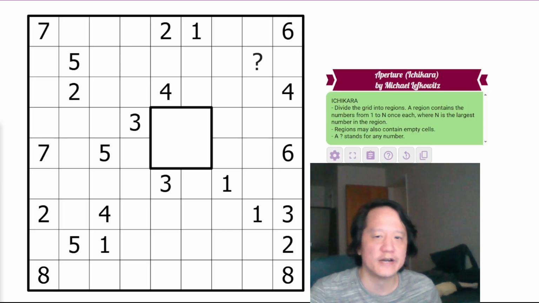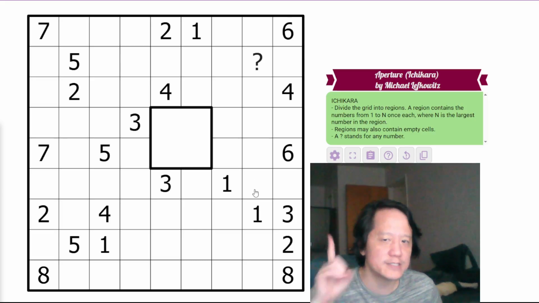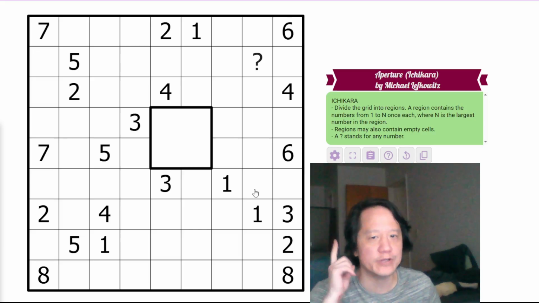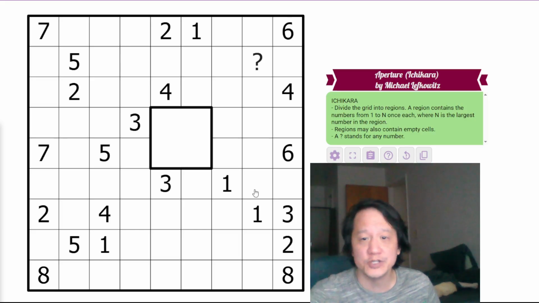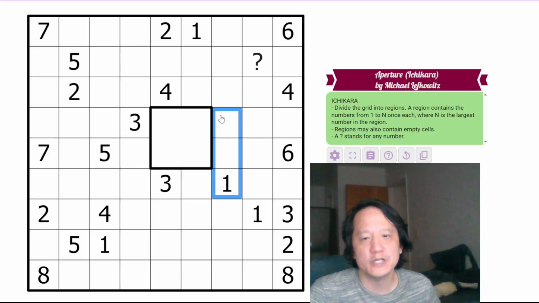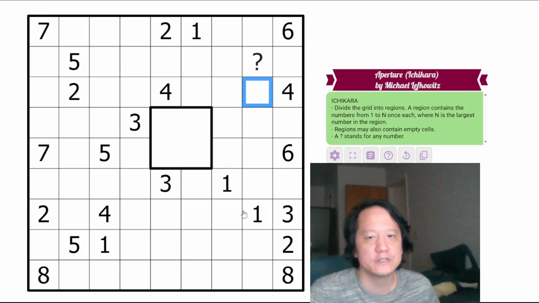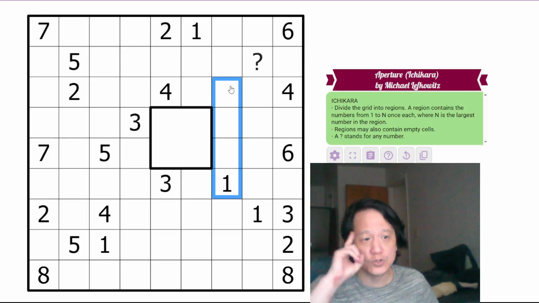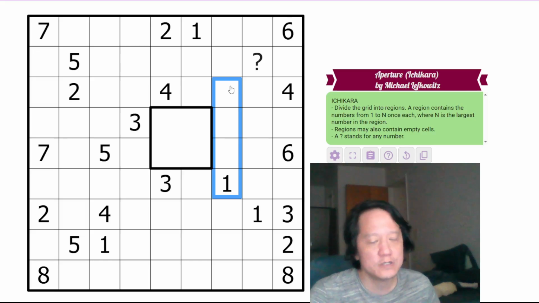We have Ichikara, where we need to divide the grid into regions. A region contains the numbers from 1 to n once each, where n is the largest number in the region. Regions may contain empty cells, and a question mark stands for any number. So we need to divide the grid into regions, and each region contains the numbers from 1 to n, with n being the largest number, once each.